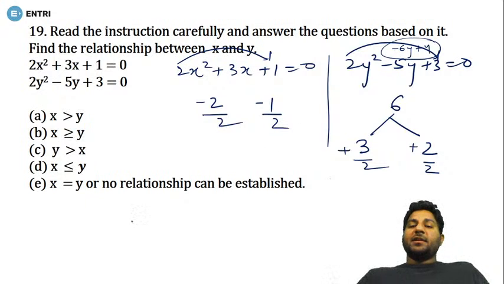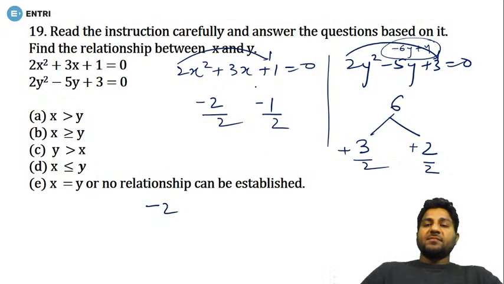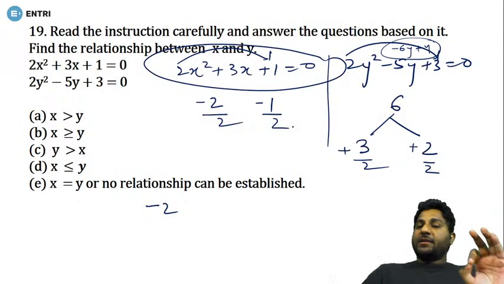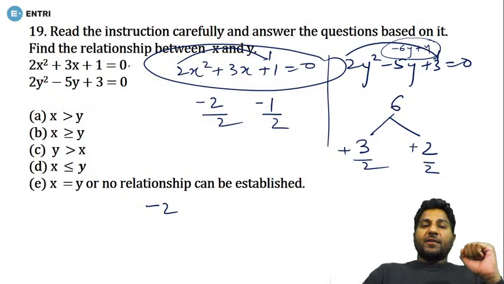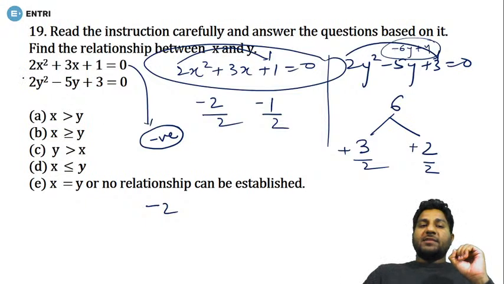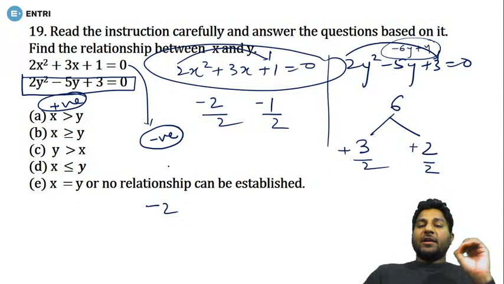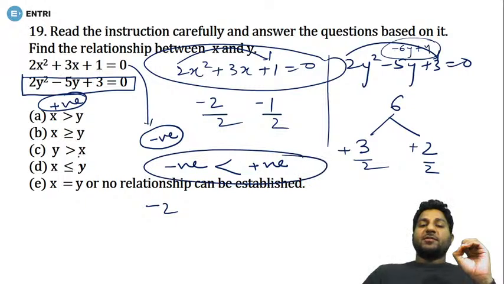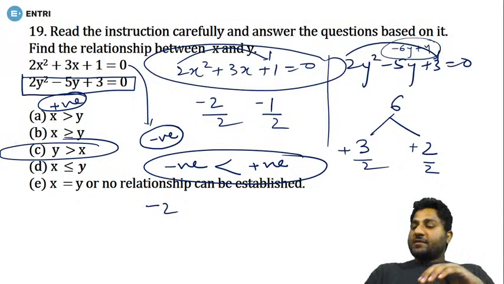So clearly minus 2. Look, first of all, you don't have to solve this question. I have solved it because I had to, but you should not. Why? Because in the first equation, you will always get negative roots. Both the roots will be negative, while in the second equation, you will always get both the roots positive. So clearly, negative 1 will be smaller than the positive one. So your answer is option C.